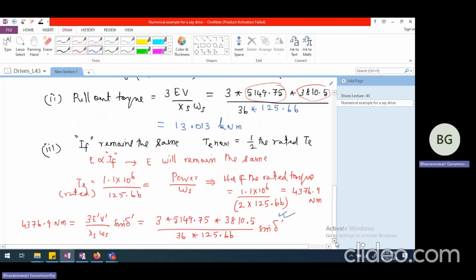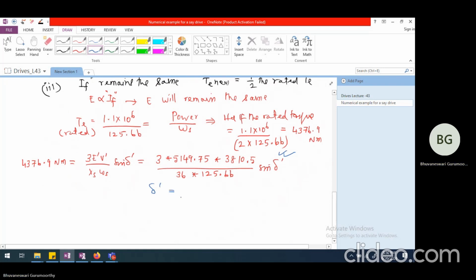So delta dash comes out to be 19.65 degrees. So this is electrical. If we want delta to be mechanical, then we have to just divide it by 3. That's not a problem. So delta dash mechanical comes out to be 6.55 degrees. Now what is being asked is power factor and IF at half the rated torque.